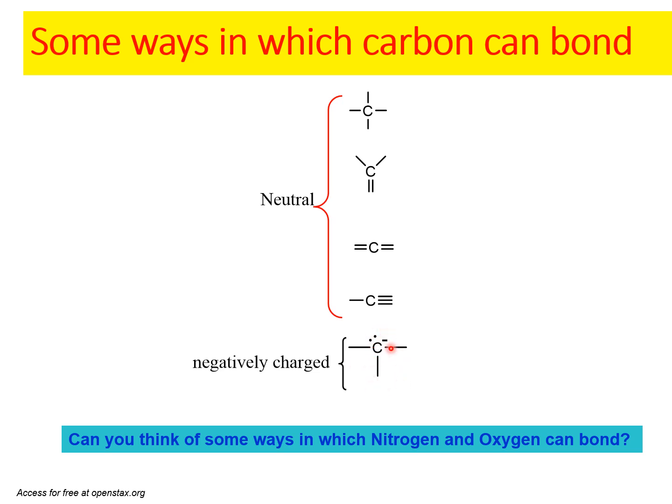And if a pair of electrons is left on carbon, it gets a negative charge. We give it a name. It's called a carbocation, which you will study later on. However, these are the different ways by which carbon can form bonds. Similarly, can you think of different ways by which nitrogen and oxygen can bond?